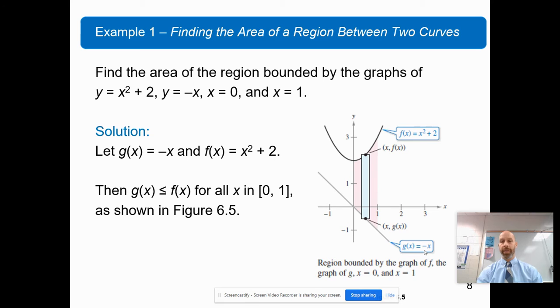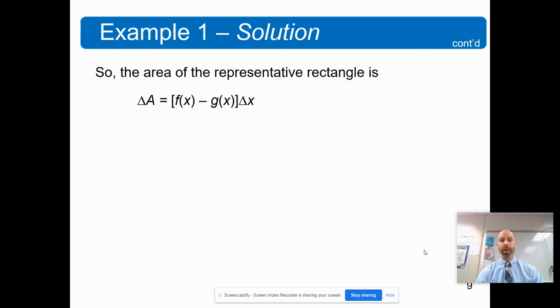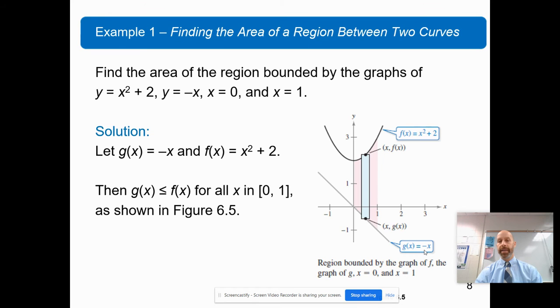We're trying to find the area between those two curves going from 0 to 1, and so now we've got everything situated the way we want. And so we can go ahead and use our formula. The area is simply going to be defined. And by the way, here we're talking about the delta A. We're talking about, in this example here, we're using this representative rectangle. I don't know if you can see the little blue rectangle there.